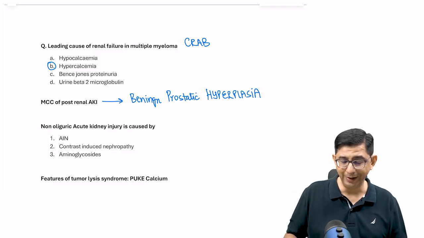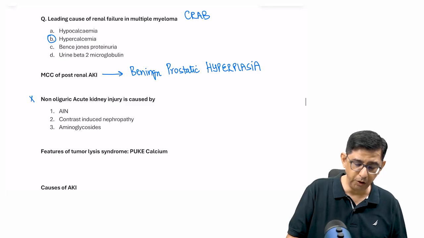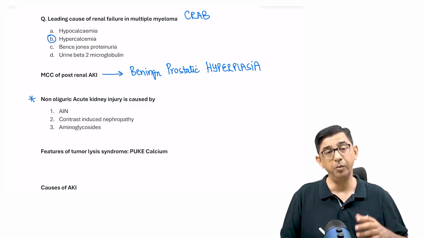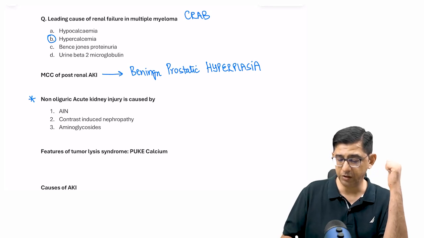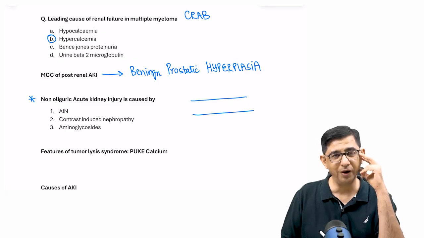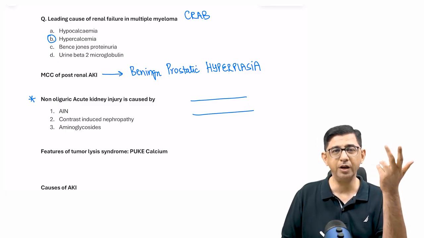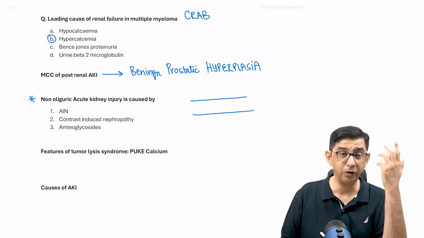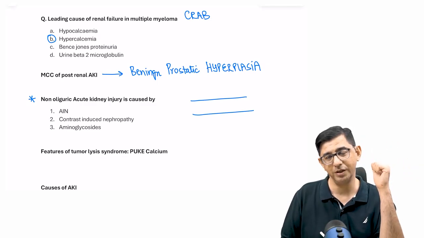Now I introduce a very interesting term by the name of non-oliguric acute kidney injury. What I mean by non-oliguric acute kidney injury is, look at this data: the urine output of the patient is rather more. All through the damage to the kidney, I was saying the urine output is less: oliguria, anuria, urine output less than 100 ml.